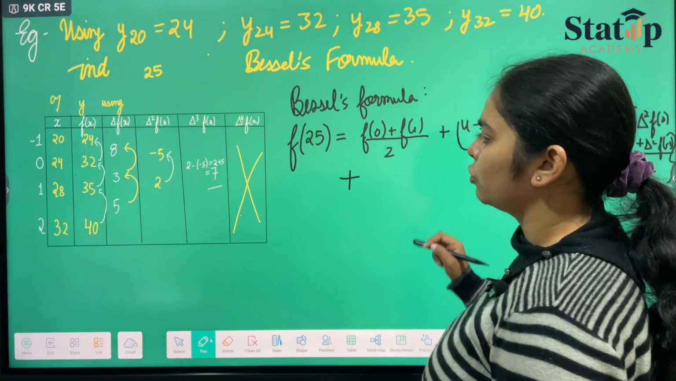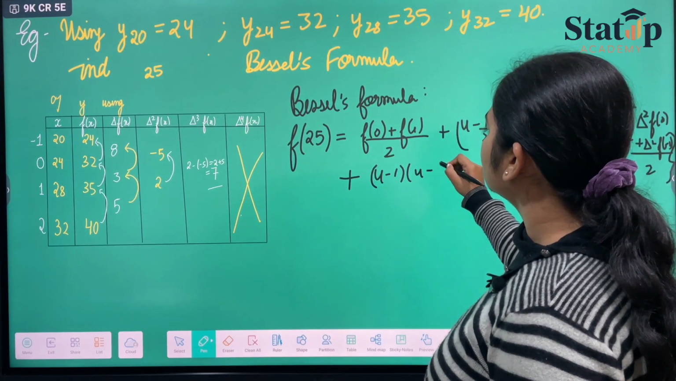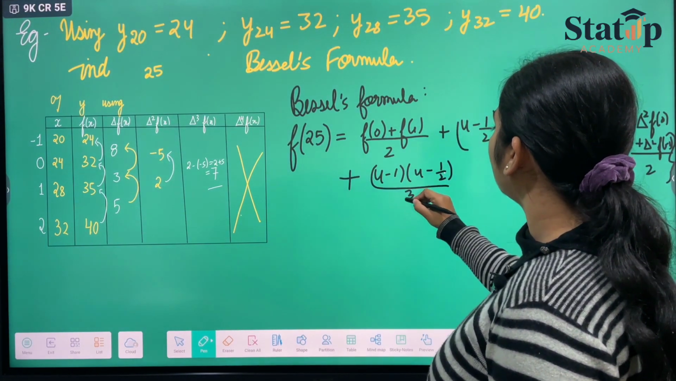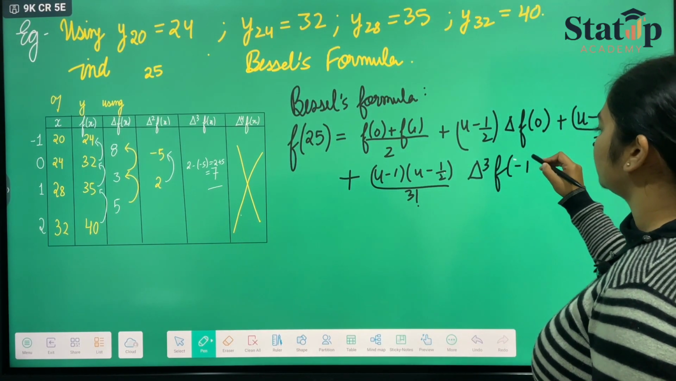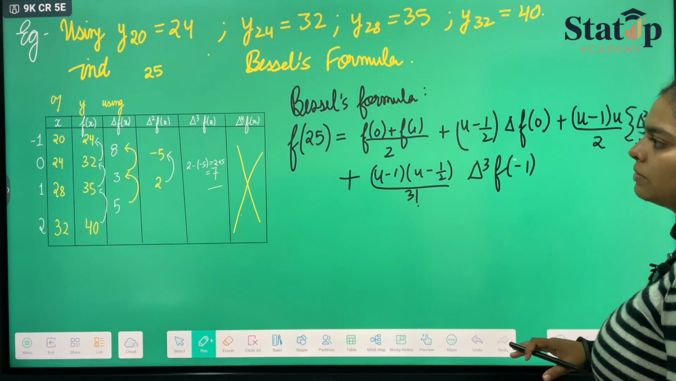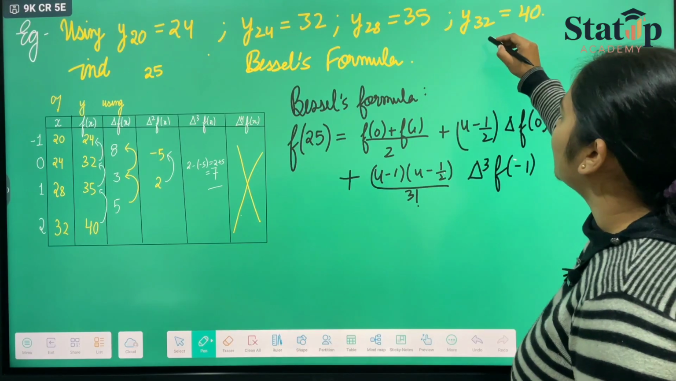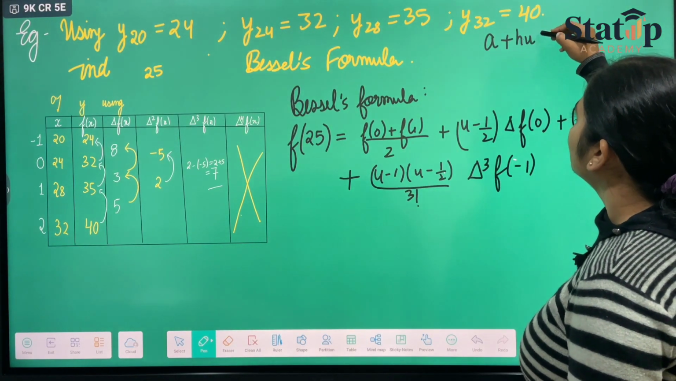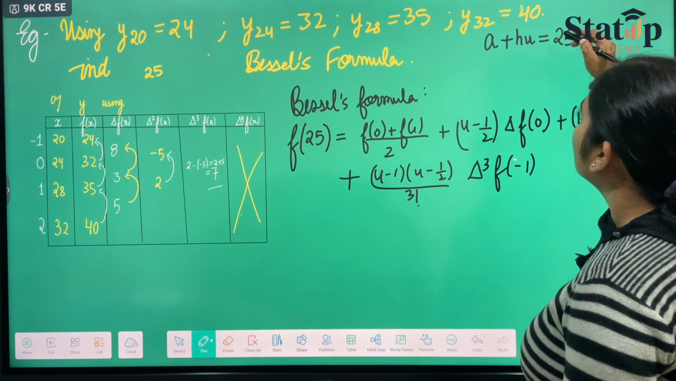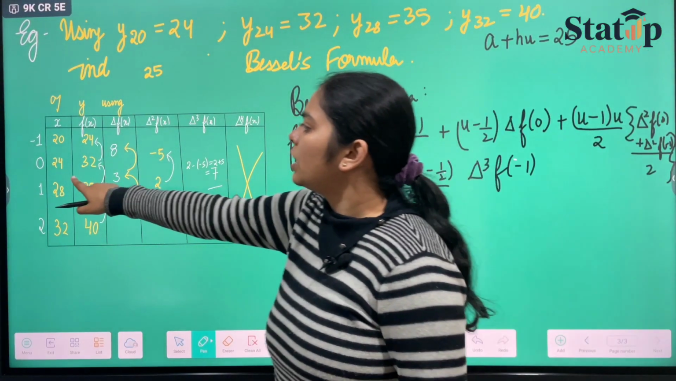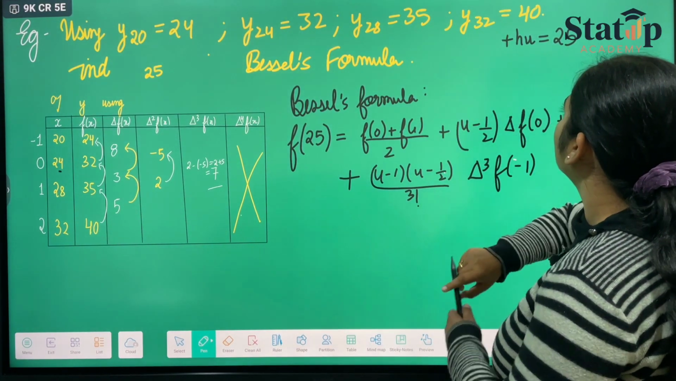Till square we have done, we have to calculate till cube. So here it will be u minus 1 u minus half upon 3 factorial into delta cube f minus 1. These values we have to calculate. Now before calculating all of this, first we have to calculate a plus hu, which should be equal to our value which has to be found, which is 25. Now a is the starting point. I've told you the starting point is 24. So instead of a, we can write 24.